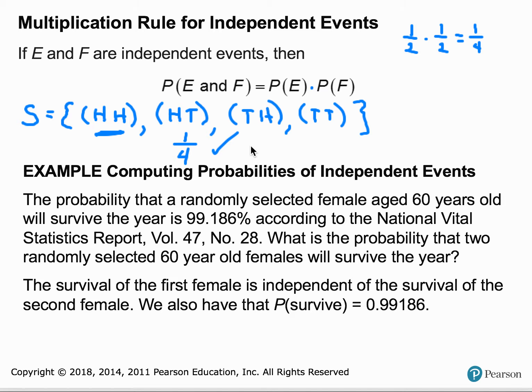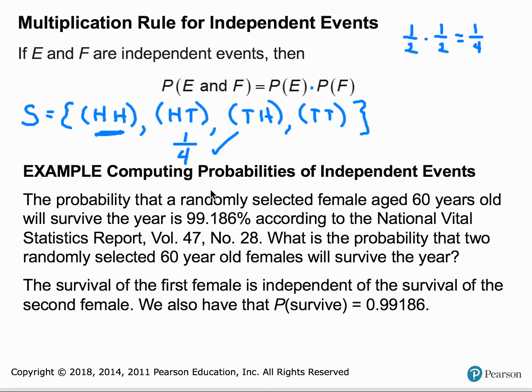Okay, so our multiplication rule is for "and." If I want to know the probability that one thing is going to happen and also the other is, it tells me I can just multiply the 2 individual probabilities.